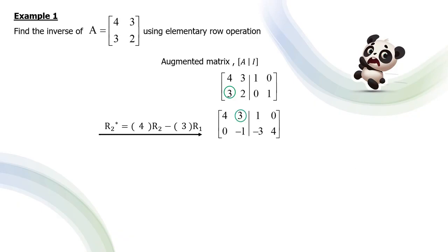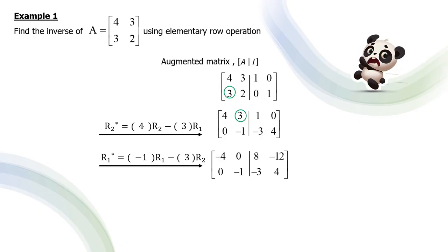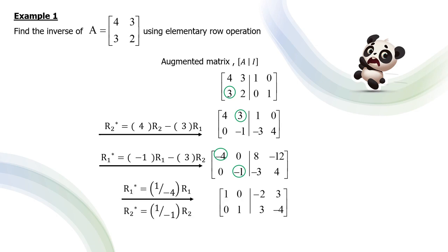If we want to change the first row, make sure we remain the second row. The new first row will be negative 1 row 1 minus 3 row 2. Next, we want to change all the diagonal entries to be 1. If we have the identity matrix in the left-hand side, the right-hand side will be the inverse matrix. Then we get A inverse.